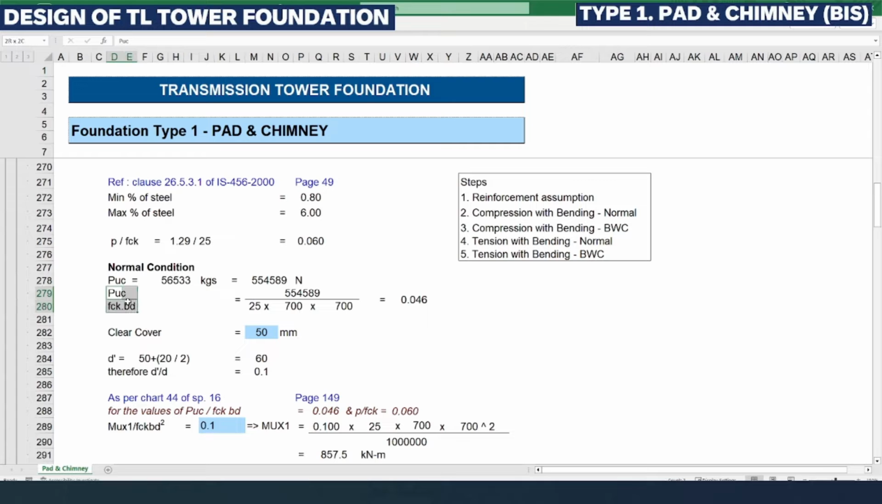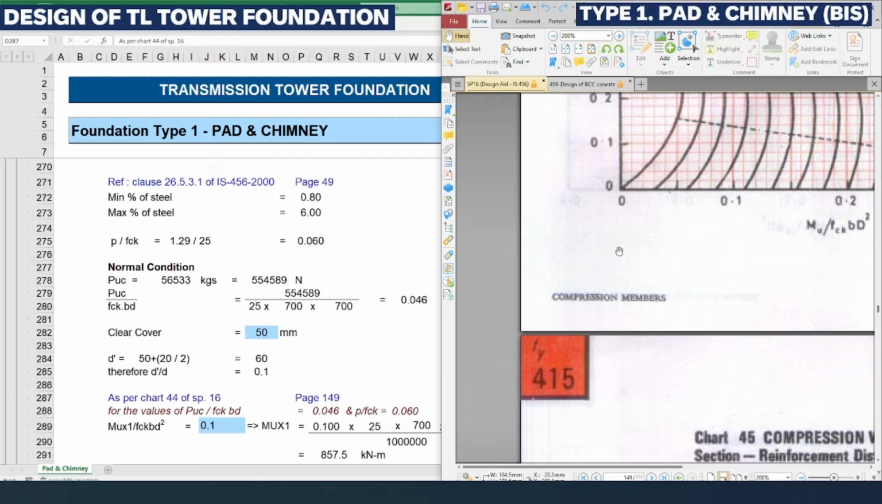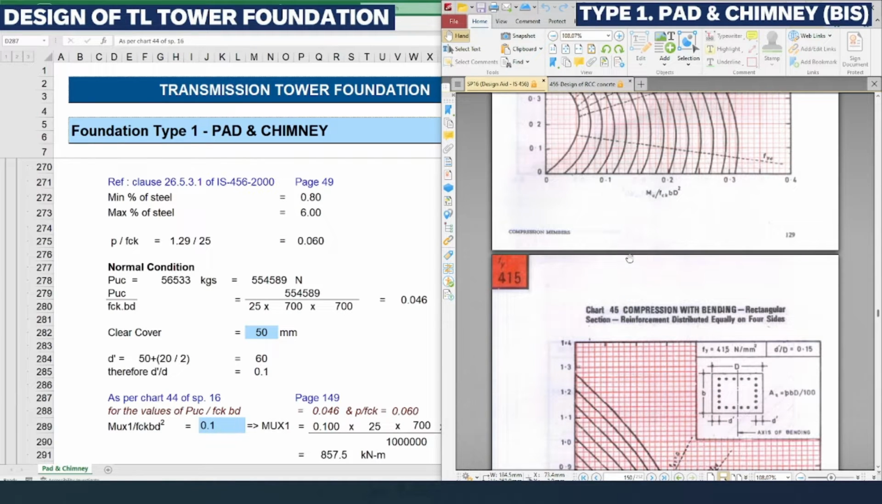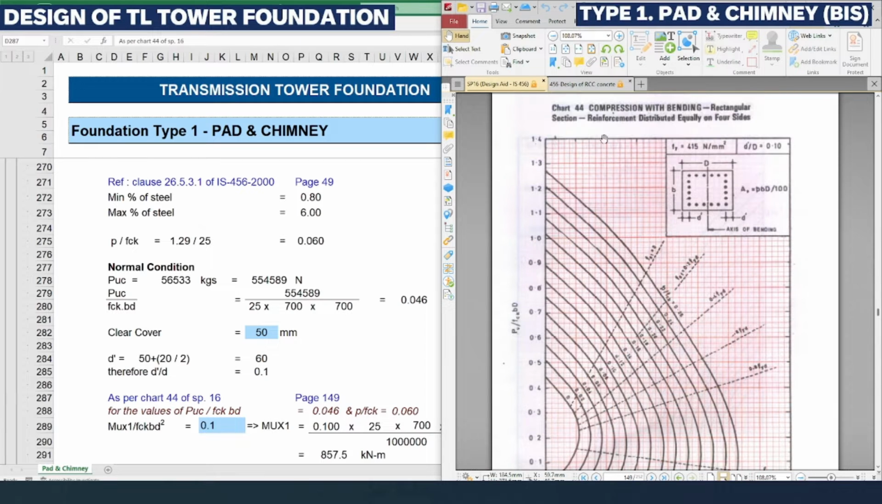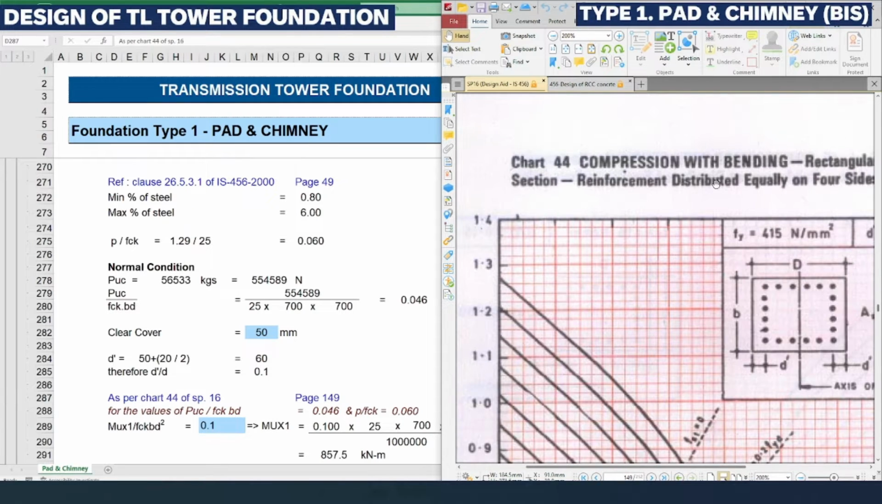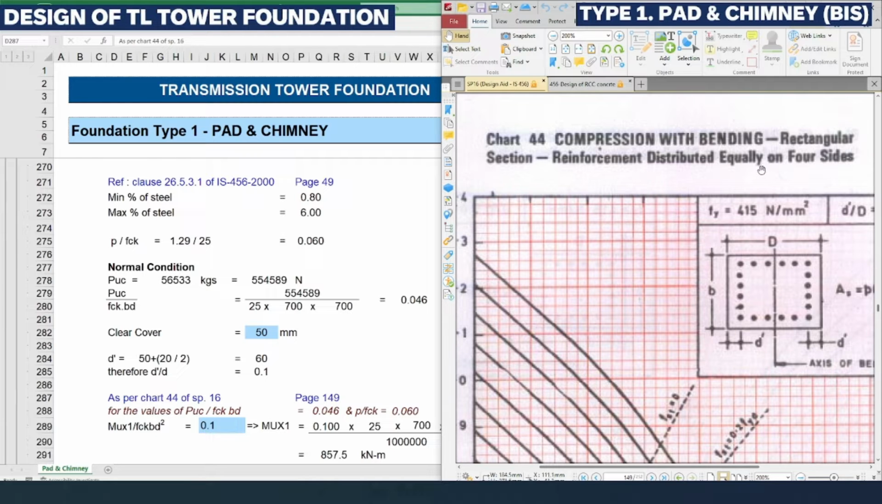So this value we need as per chart 44 of SP16. For that, page number 149 should be referred. On the right-hand side you can see the SP16. In that page 149, chart 44 is stating compression with bending, rectangular section, reinforcement distributed equally on four sides.